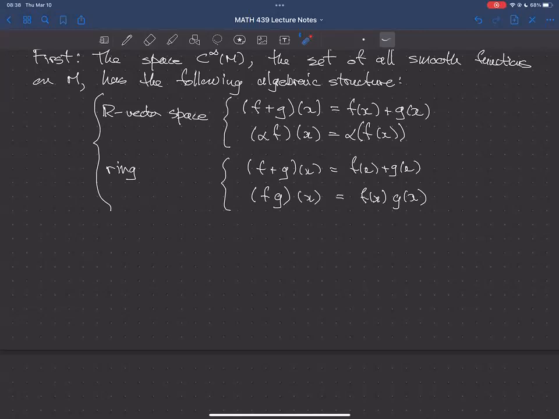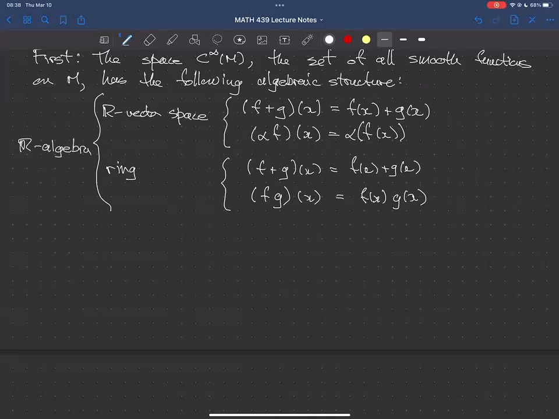And so there's an interplay between those two structures, and there's actually a name for the situation where you have a vector space structure that interacts well with a ring structure, and it's called an algebra structure. So together, these things make the set of smooth functions into what's called a real algebra.